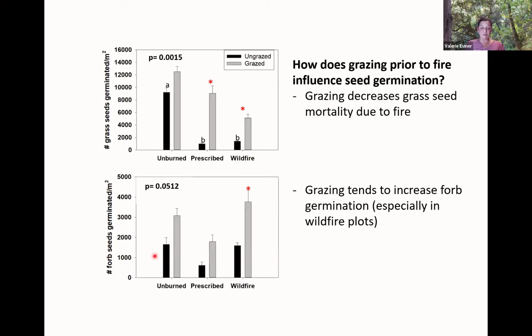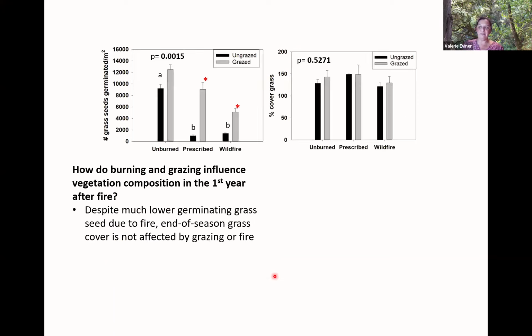So did this matter in terms of who actually came up, right? This is telling us who's potentially there. But of course, because anybody that came up, we identified it, we got rid of it, and that made room for the next set of germinants coming up. What actually happened out in the field? So on the left, we have the germination data that I mentioned. On the right, we have at the end of the first growing season after the fire, what is our cover?